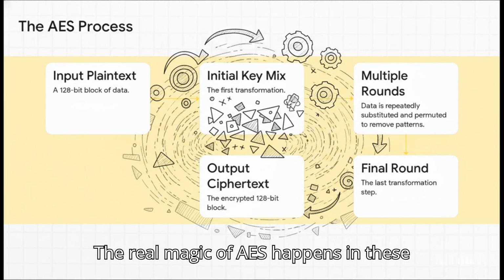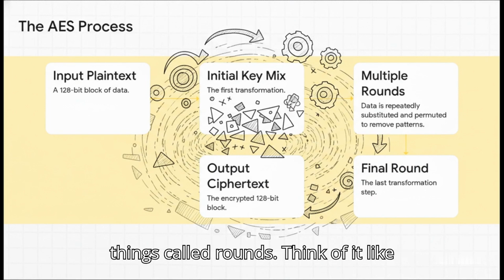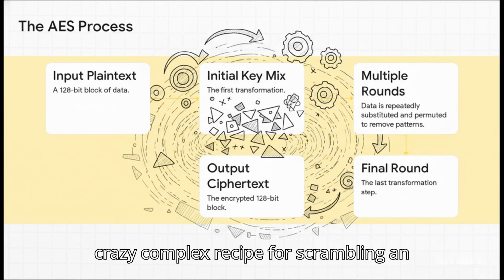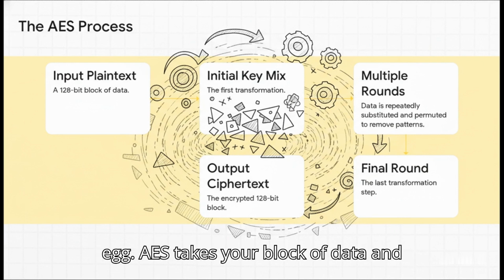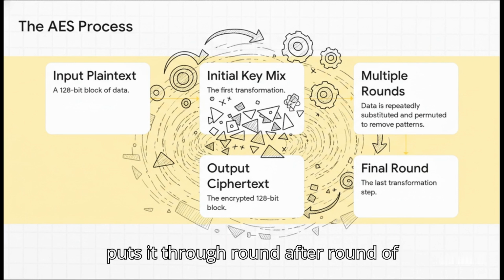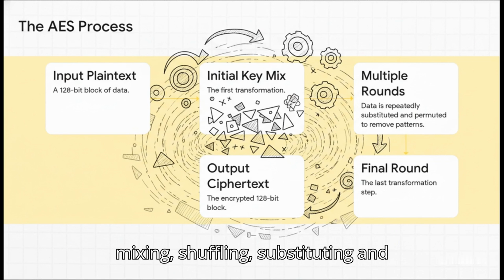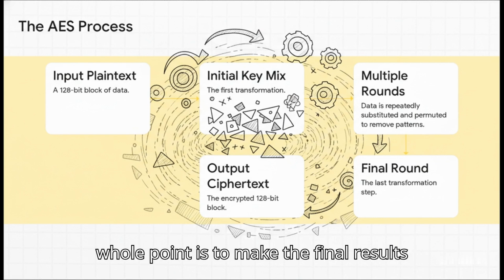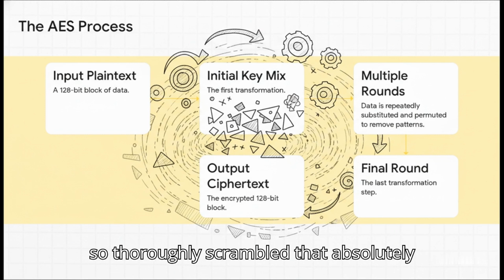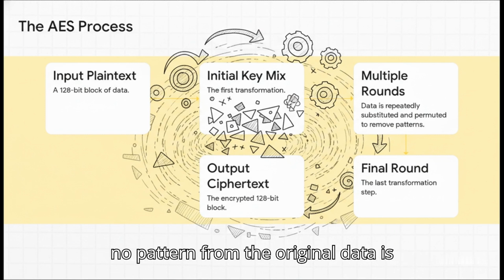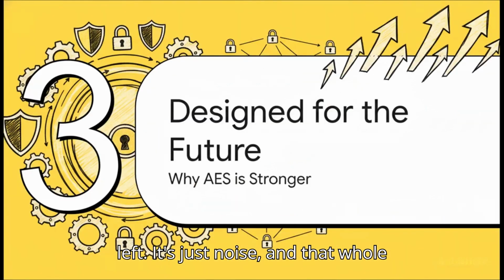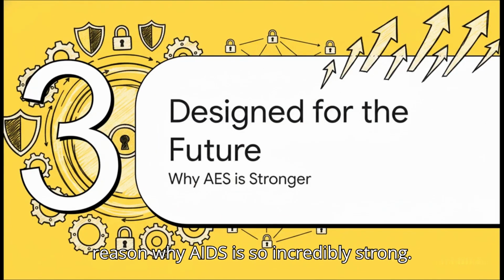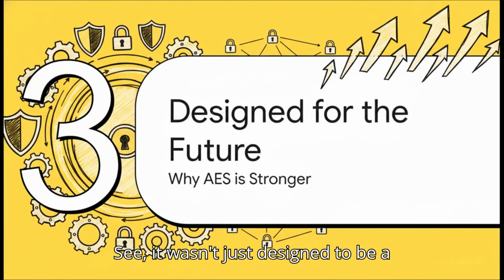The real magic of AES happens in these things called rounds. Think of it like a crazy complex recipe for scrambling an egg. AES takes your block of data and puts it through round after round of mixing, shuffling, substituting, and transforming it over and over again. The whole point is to make the final result so thoroughly scrambled that absolutely no pattern from the original data is left. It's just noise. And that whole intense scrambling process is a huge reason why AES is so incredibly strong.